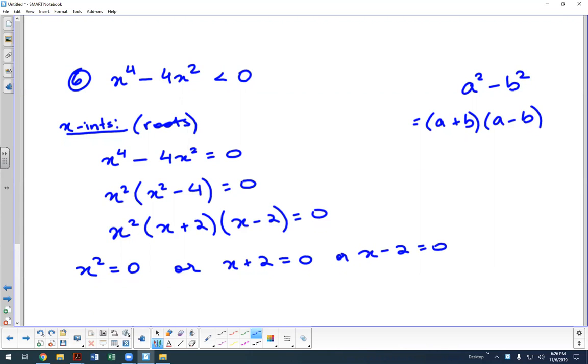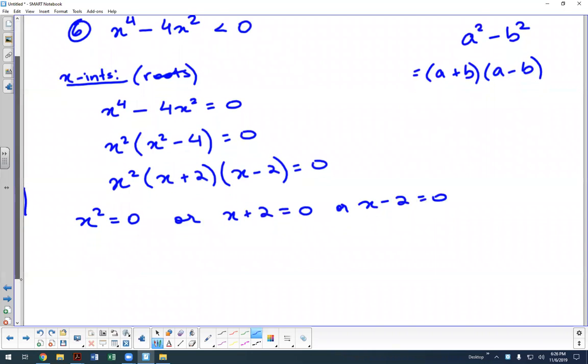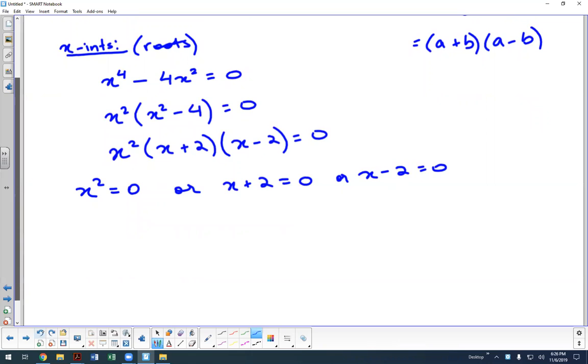Is this problem starting to look familiar? Which one is it? What happens here? Square root, right? To get rid of the square.